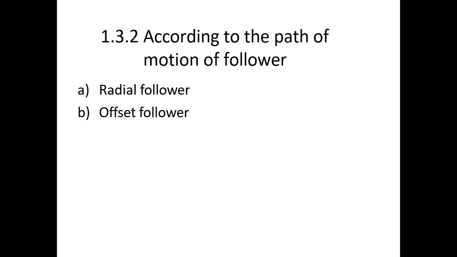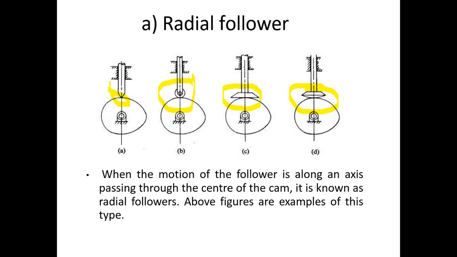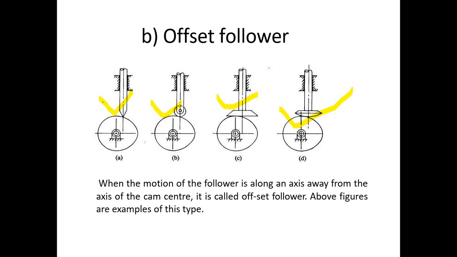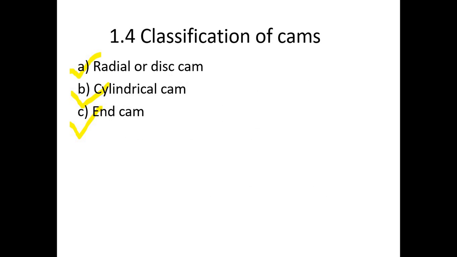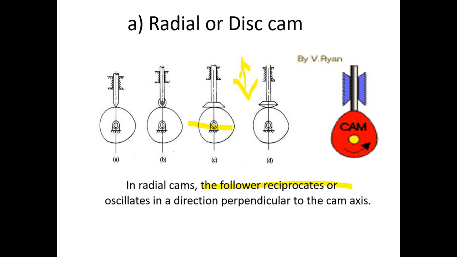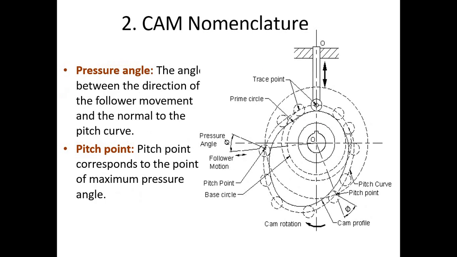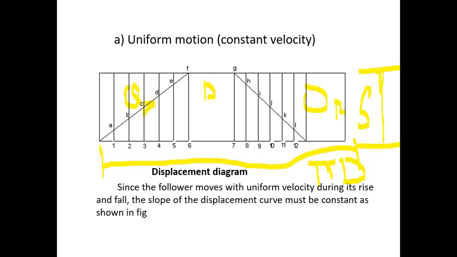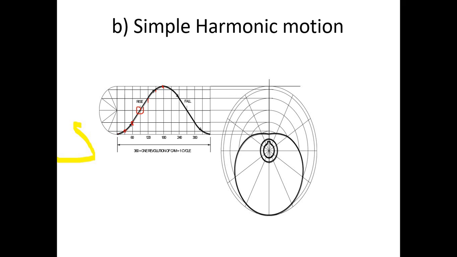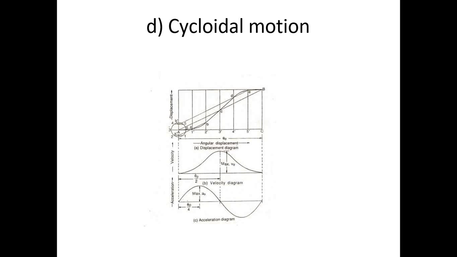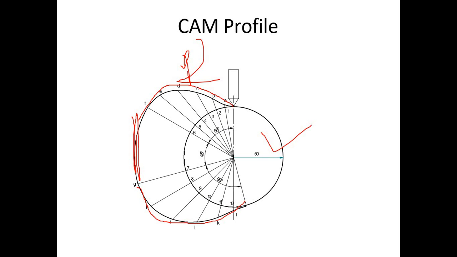The follower can also be classified as a radial follower and offset follower. These are the radial followers where the axis passes through the center of the cam, and the offset follower has an axis that does not pass through the center of the cam. These are the classification of cams, what we call radial or disc cam, cylindrical cam, end cams, and these are the nomenclature we can see simultaneously. And finally, these are the displacements, that is uniform velocity, simple harmonic motion, uniform acceleration and retardation, and cycloidal motion. So dear friends, if you have any doubt, then let me know.